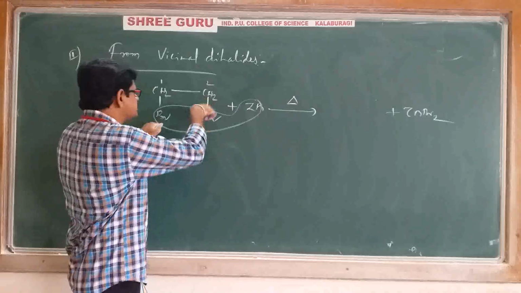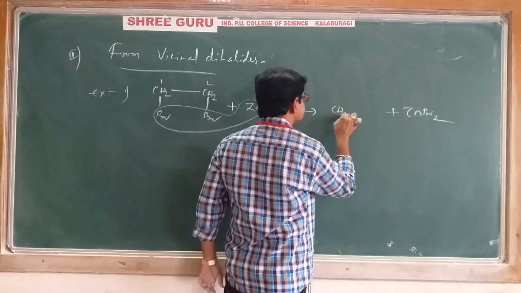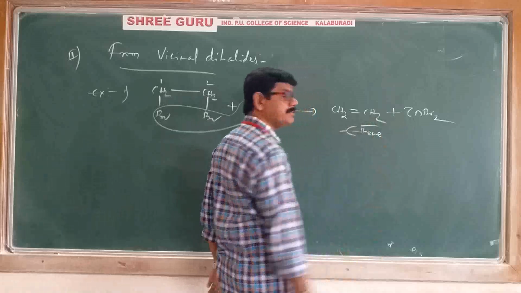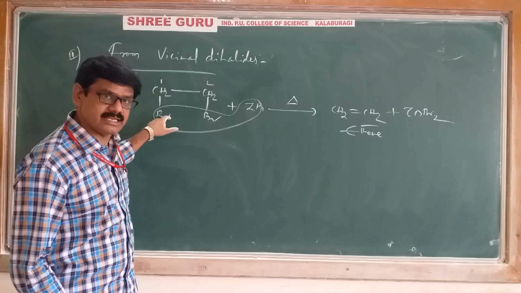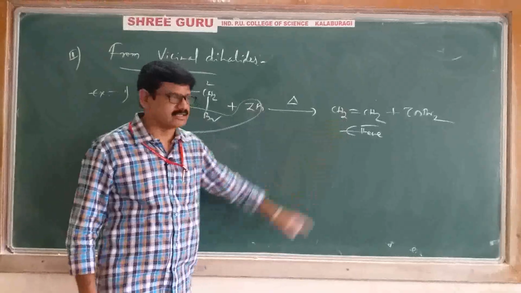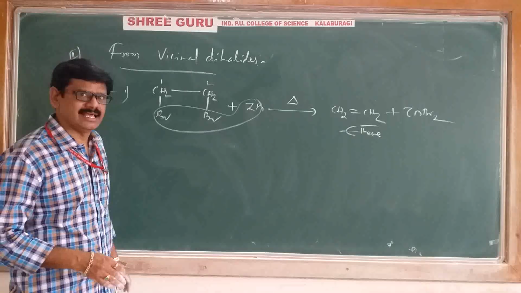Now both the bonds are breaking. That's why you will get a carbon double bond. CH2 double bond CH2, nothing but ethene, is obtained. 1,2-dibromoethane, by reaction with zinc metal, is converted to ethene. Here halogens are eliminated. That's why this is also called dehalogenation.